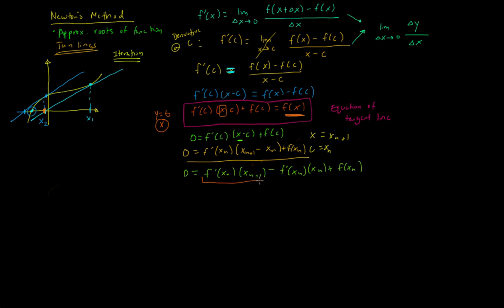And we can move this first part to the other side, or subtract both sides by this, and we will get negative f prime of xn times xn plus 1 is equal to negative f prime of xn times xn plus f of xn. And we're almost done here. Our final step is to divide both sides by negative f prime of xn. And when we do that, we realize that these can cancel out, and we have left xn plus 1, or the x-intercept that we were looking for, on its own side.